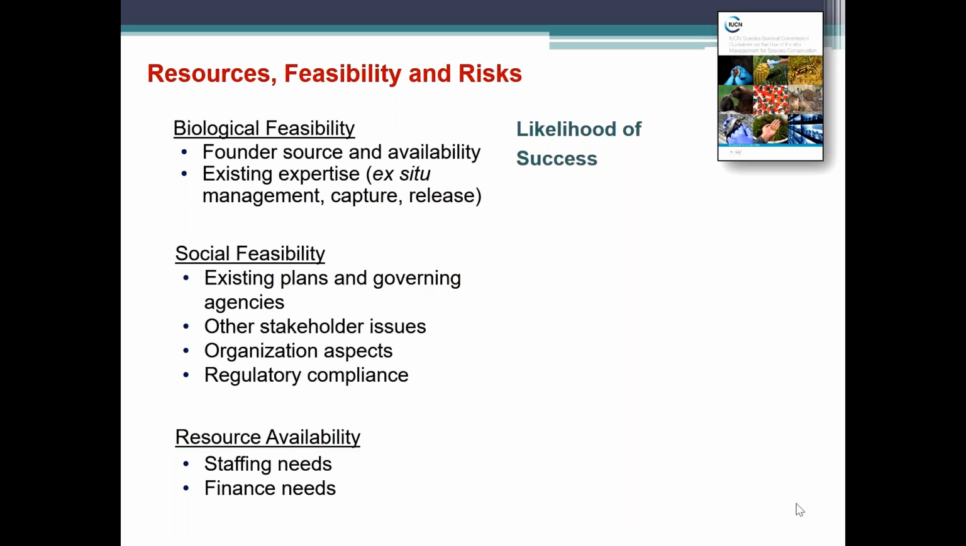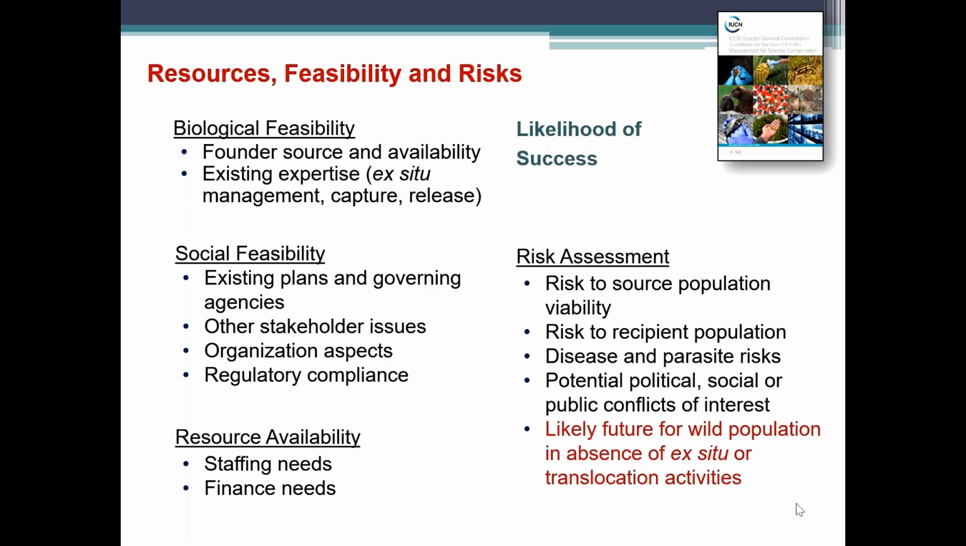And all those wrap together to give you an understanding of the likelihood that you could actually succeed doing this program. You also want to look at any risk of doing the program. So, for instance, if you need to take animals from the wild, what's the risk to the wild population? What's the risk to the recipient population if you're transferring animals? Are there disease risks? Are there political or social risks or conflicts of interest?